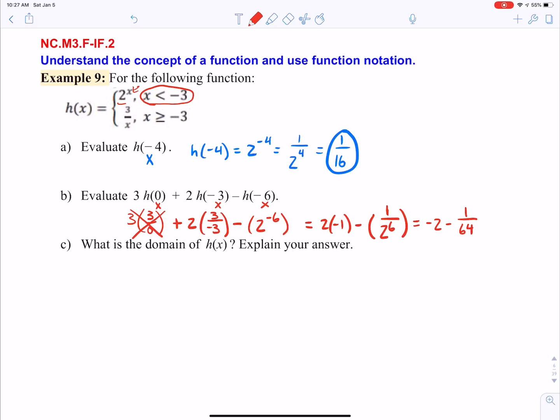Then you can certainly type that into your calculator, or we can just give the negative 2 a common denominator. So if we want to make it into 64, so they match, we got to multiply by 64 because right now there's a 1 in the denominator. So then we end up with negative 128 over 64 minus 1 over 64, which gives us a grand total of negative 129 over 64. So that is our final answer for part B.